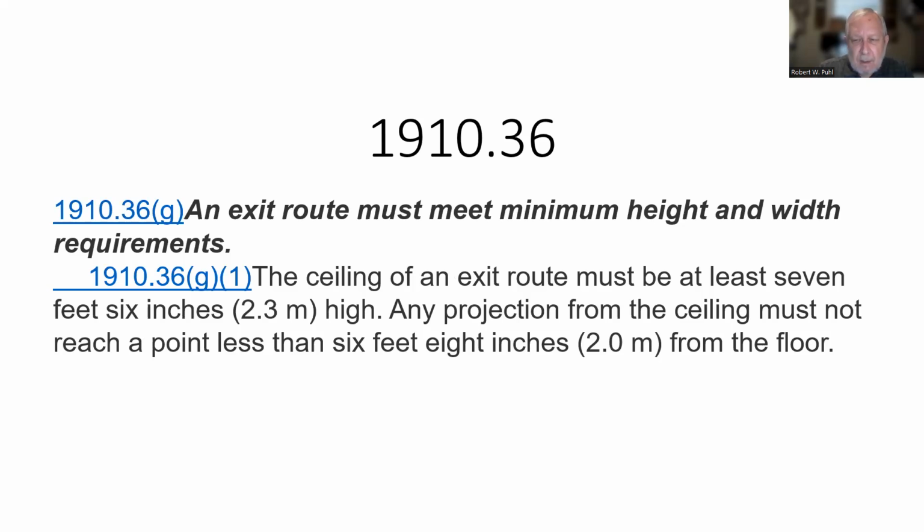Okay, 7 feet, that's what? 7 times 12 is 84. And 6 more is 90 inches. Any projection from the ceiling must not reach a point less than 6 feet 8 inches from the floor.